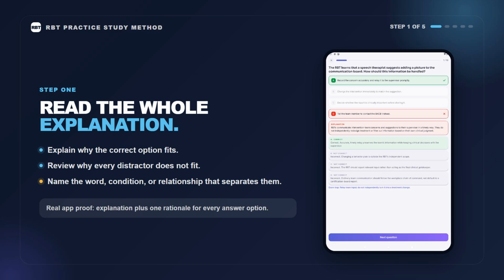Read the whole explanation. After you answer, pause before moving on. First, explain why the correct option fits the question. Then review why each distractor does not fit. This matters most when two options look reasonable at first. The goal is to identify the exact word, condition, or relationship that separates the best answer from the rest.